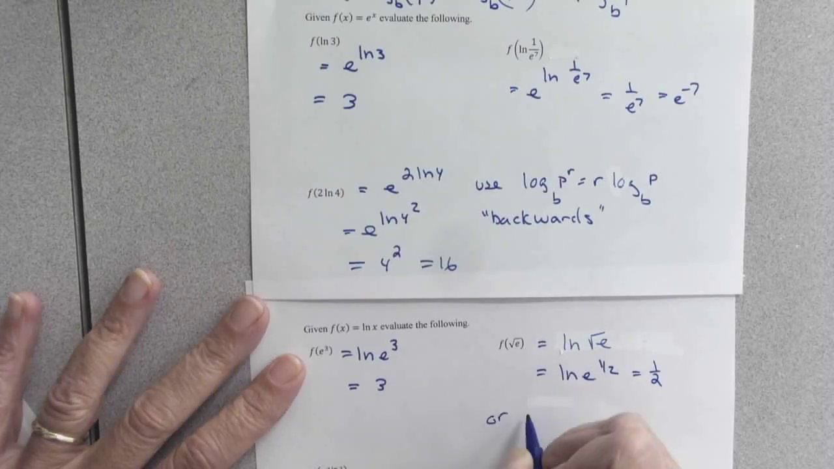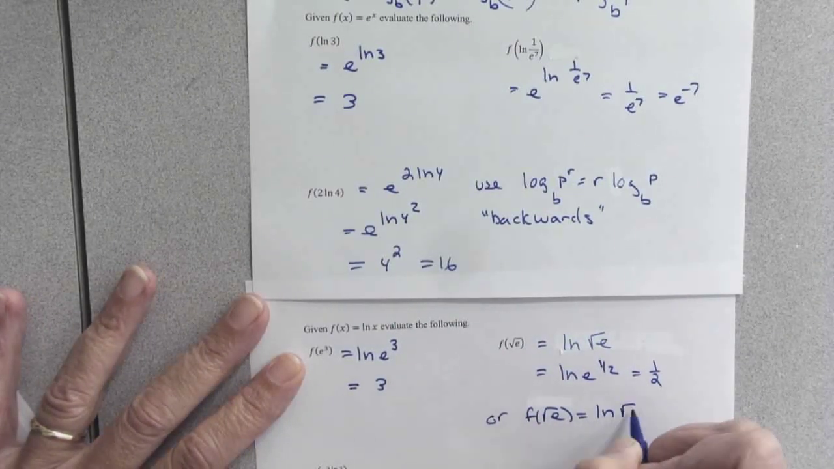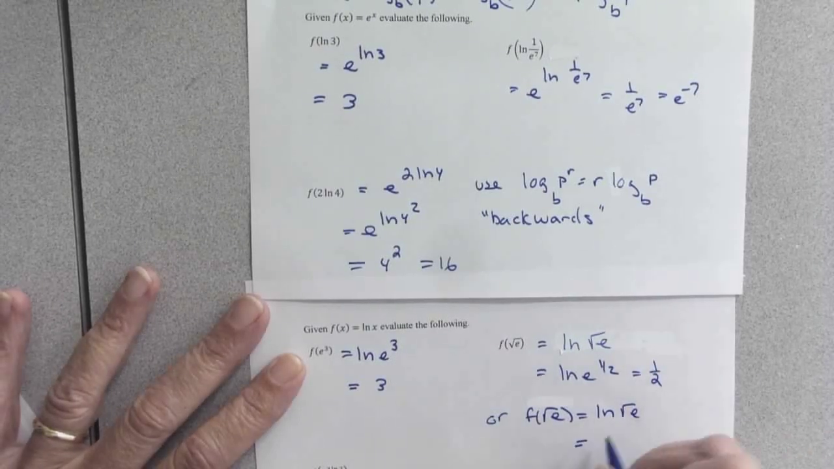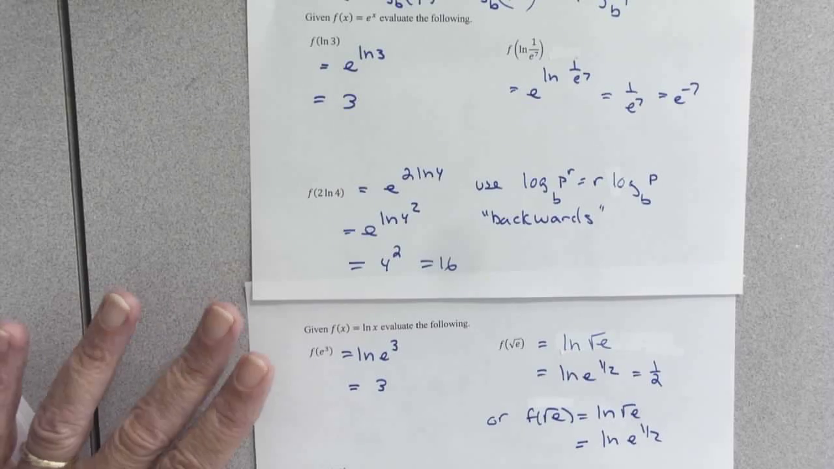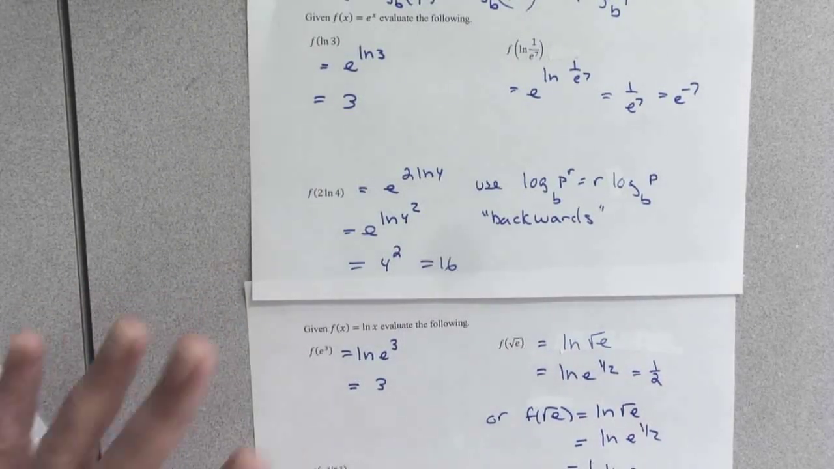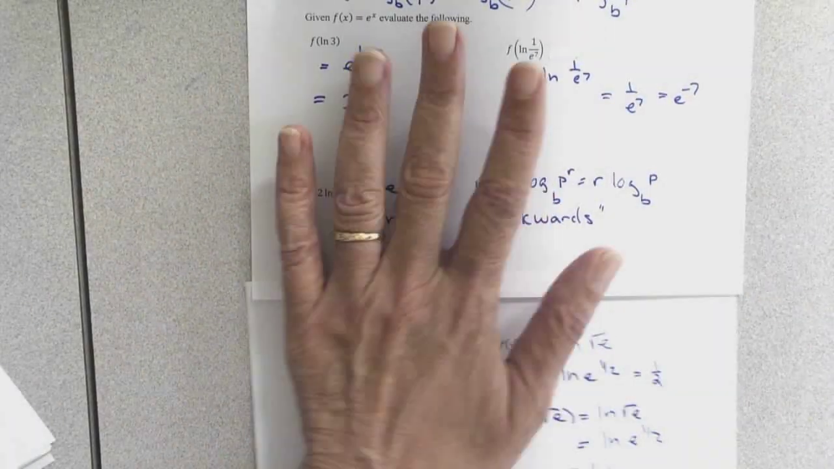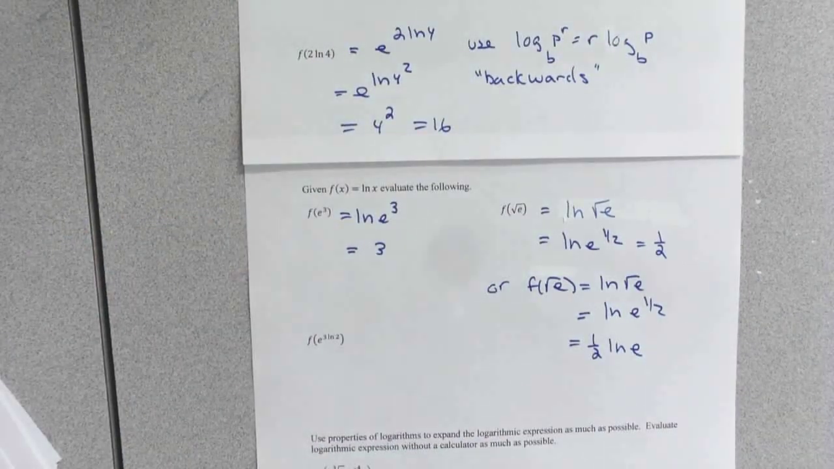There's one way you could do it. We could have also done it this way. That is the natural log of e to the 1/2, just like before. But then, by our properties of logarithms, that 1/2 could come down in front. So here's an alternate way of doing it.